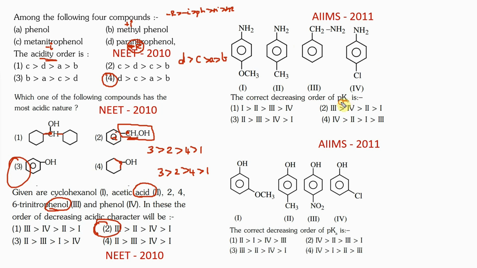AIMS 2011 will look easy. Decreasing order of pKb. If they ask in pKb, pKb is the reverse of basicity. We can put it this way. Basicity is proportional to Kb, inversely proportional to pKb. We will see this in detail in the equilibrium lecture. First, let's arrange them in basicity and pick the reverse order.